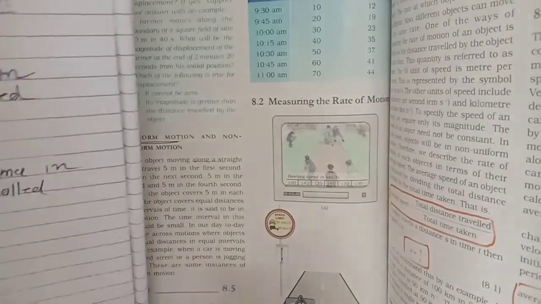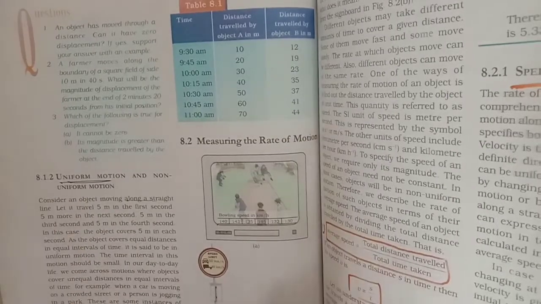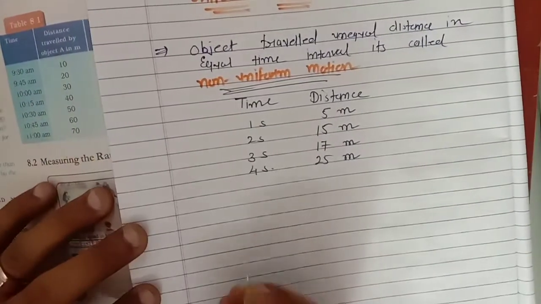Now the next topic is what? Measuring the rate of motion. For measuring the rate of motion, one formula is there: average speed. What is the average speed?